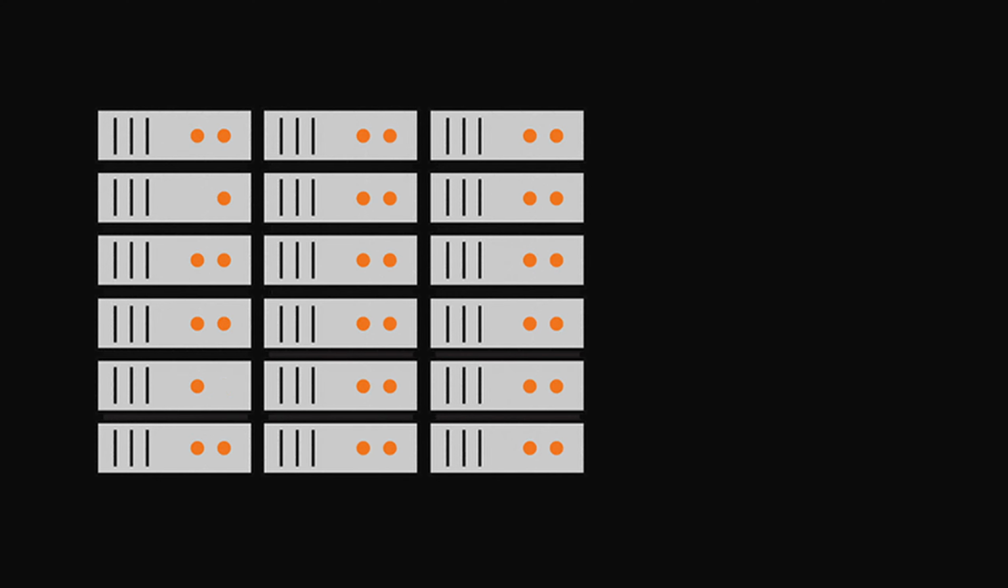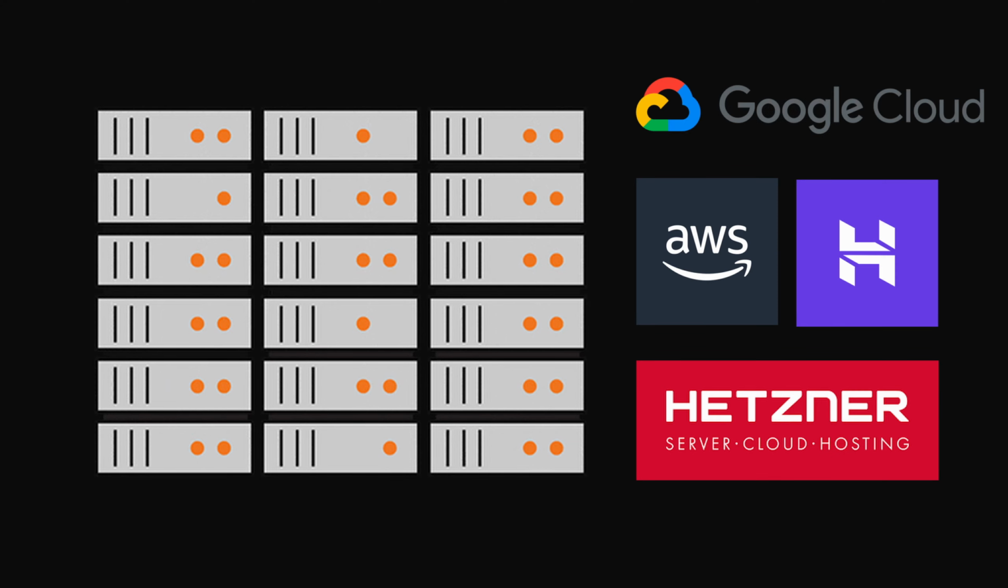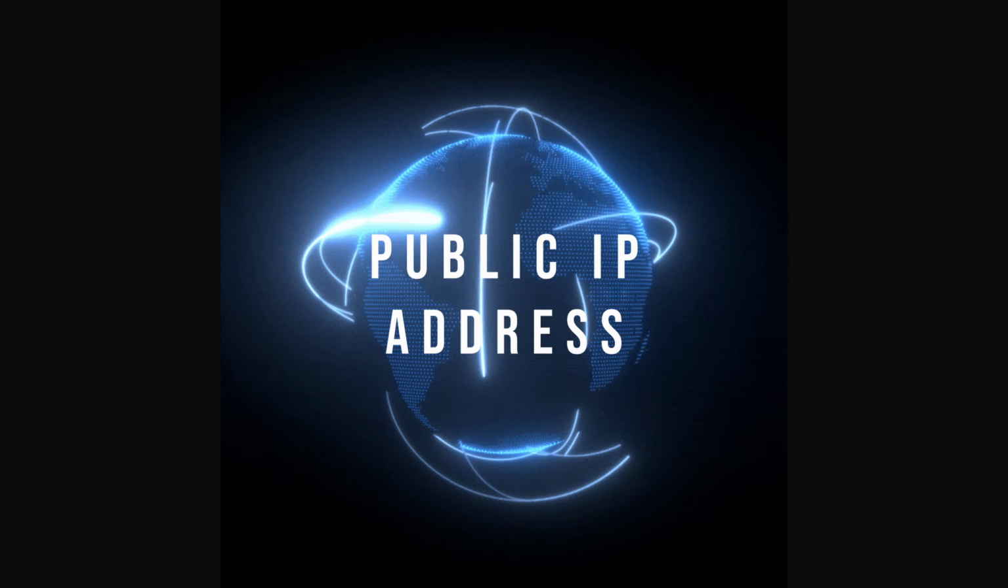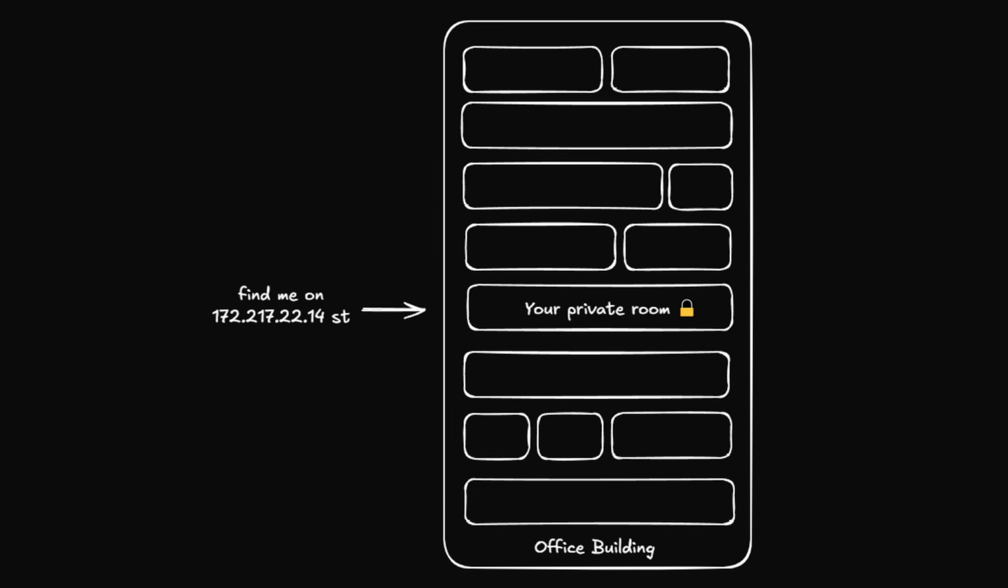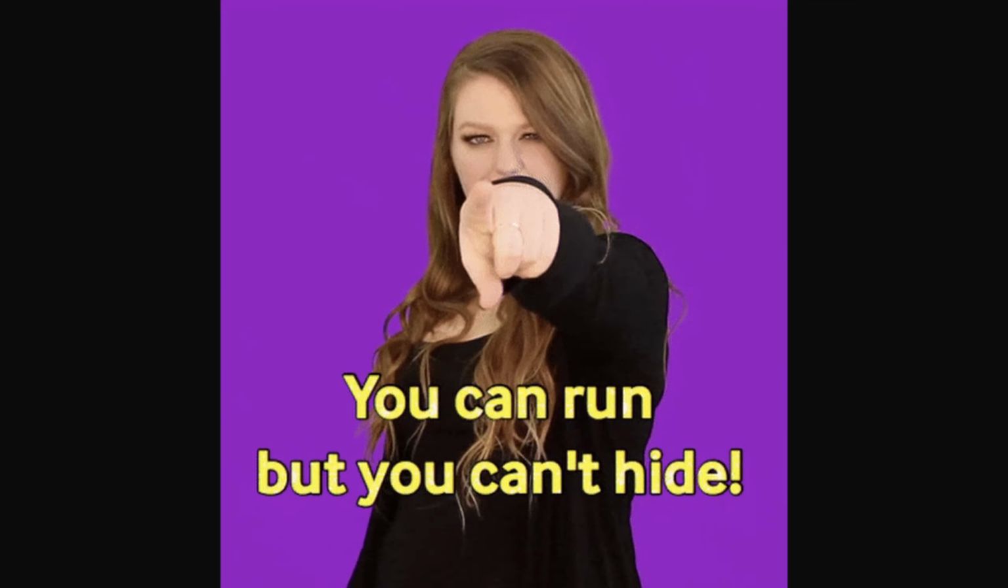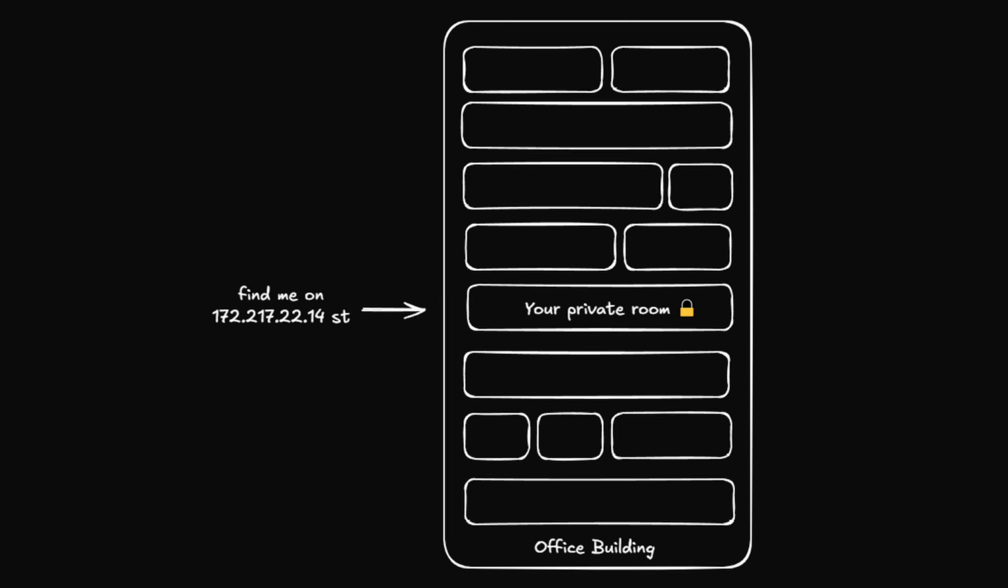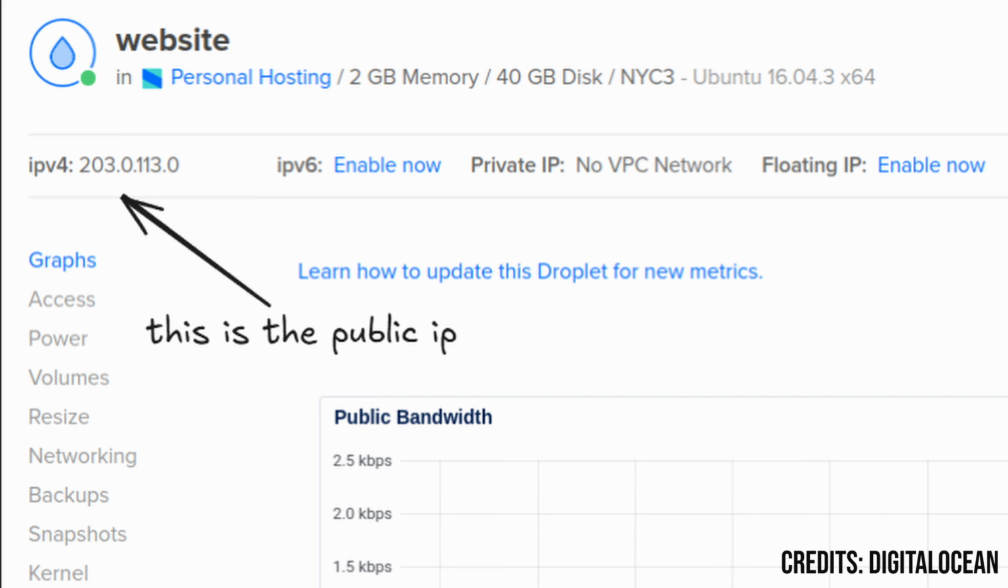Usually, you rent a VPS from a company that has powerful computers connected to the internet. This gives your app a public IP address, which is like the address of your room in the office building, allowing anyone online to find it. When you are developing on your own computer, you typically access your app using a local address, like localhost, but when your app is on a VPS, people can reach it using the VPS's public IP address. You can usually find this IP address in your VPS provider's dashboard.